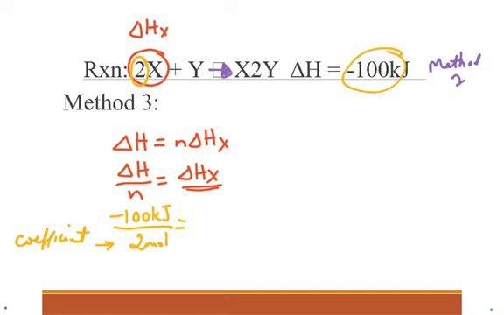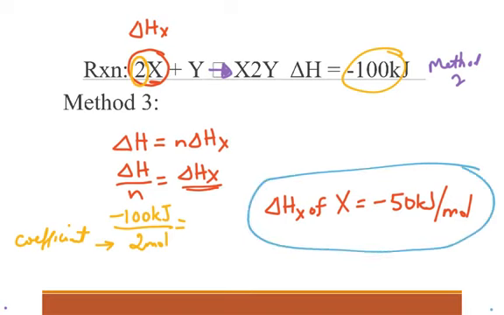So the way we're going to write it out is the delta Hx of our ingredient. So our ingredient, our reactant here was just called X. So delta Hx of X equals negative 50 kilojoules per mole. So this is actually the only thing we need to write. We don't actually have to show the math here. You can if you wish to, but really this is all I need for a method 3.